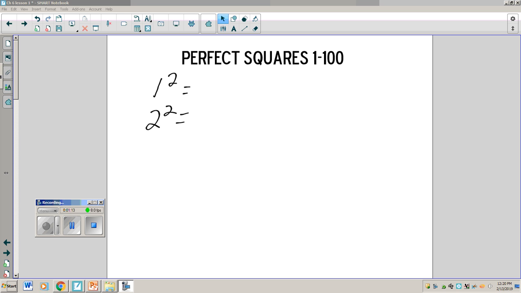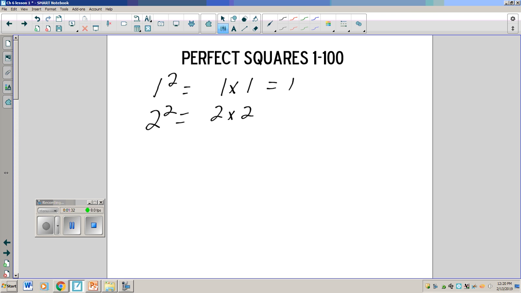Continuing in your red notebook, now you're going to write down the perfect squares 1 to 100. It's not as many as it sounds. The first one is 1 squared, which is 1 times 1, which is 1. It's a 1 by 1. The next square would be a 2 by 2. That equals 4. 3 squared equals 9, not 6. 9, 3 by 3.